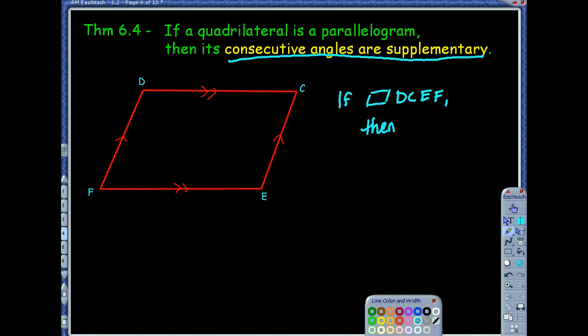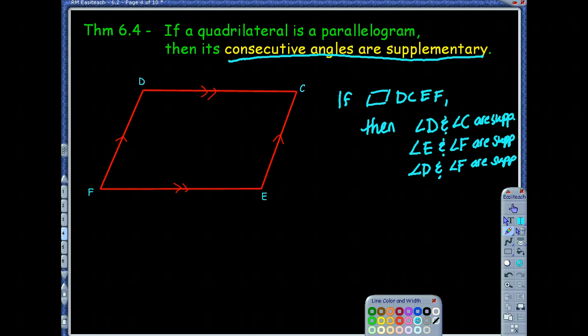Okay, so which ones would be considered consecutive? Consecutive we know is kind of like right in a row. So I'm saying angle D and angle C are supplementary. Are those the only pair? No, then what about E and F? Oh, and I could even say D and F also. Angle D and angle F, and angle C and angle E. So there's quite a few, because if you think about it, every angle is consecutive. Like angle D is consecutive to C, but it's also consecutive to F.